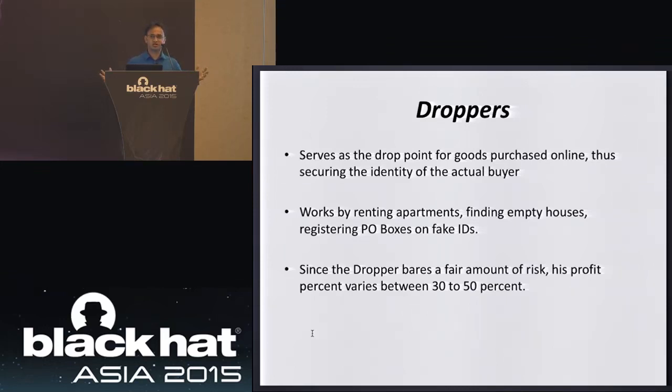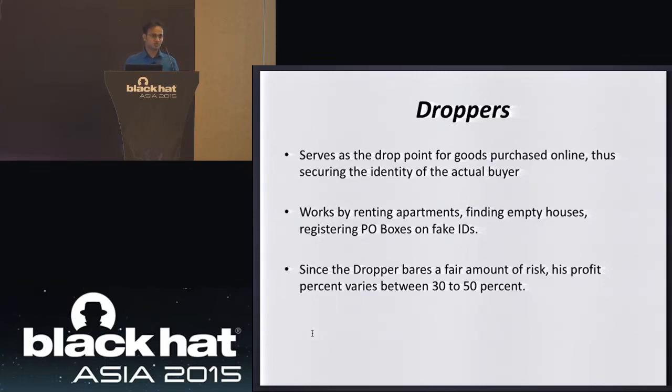So this is how this ecosystem has evolved. These things were not there earlier, but as banks and people got active, these kinds of specialized services started coming up. And what they do is that they charge for some profit over whatever goods they are delivering. So they work by renting apartments, finding empty houses, registering PO boxes, and fake IDs. Let's say you rent an apartment for a month or so and you just let the buyer know that, okay, this is my address. Or let's say you registered a PO box using a fake student ID or a library ID and things like that.